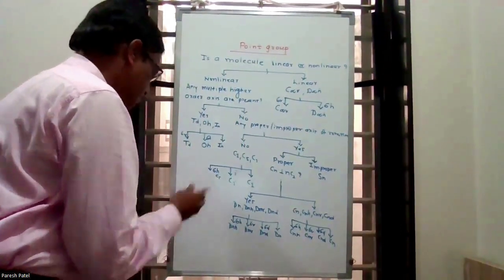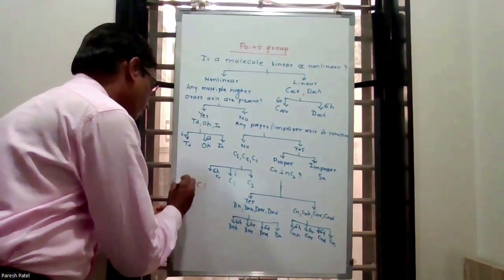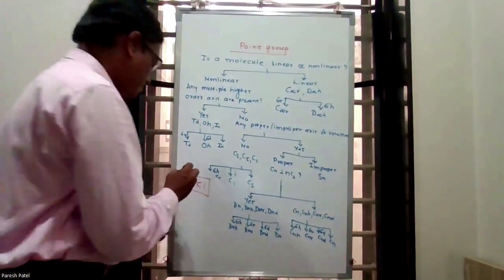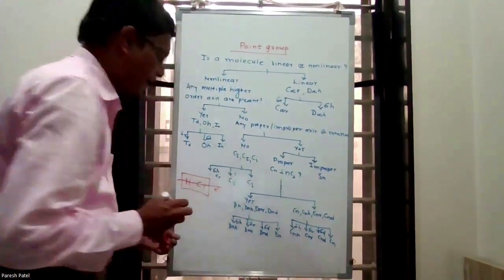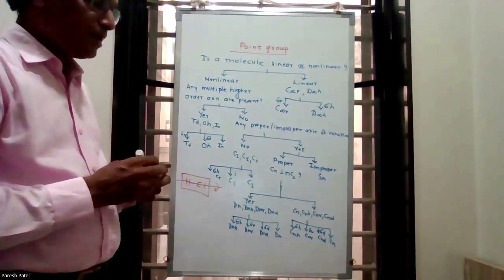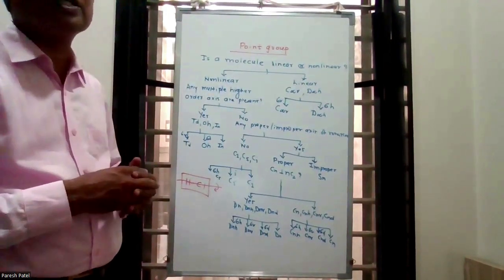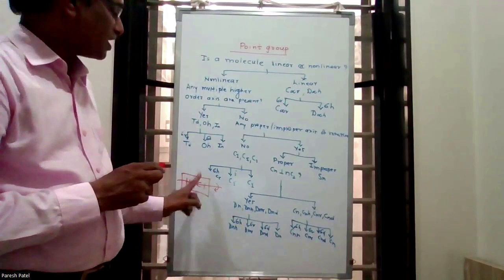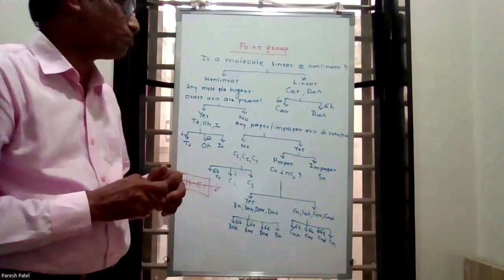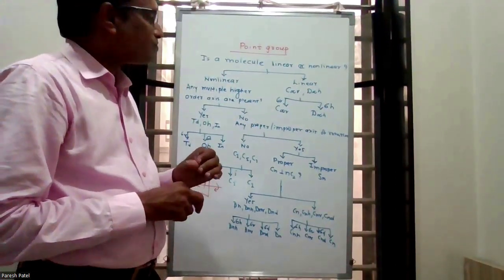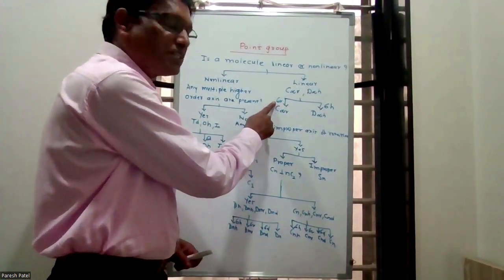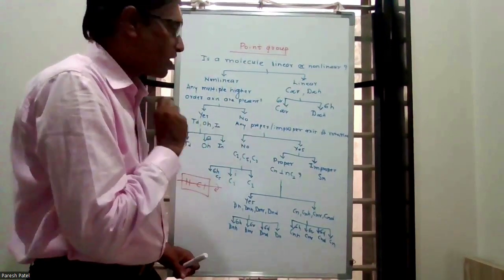Next molecule is hydrochloric acid. In case of hydrochloric acid, this is the main principal axis, and the plane is parallel to the main principal axis. So this molecule is linear. So we have to go for the C infinite V and D infinite H point group may be present. Here this plane is parallel to the main principal axis. It means sigma V is present. So the point group is C infinite V.